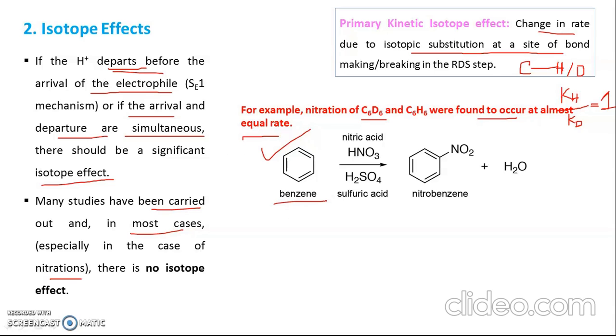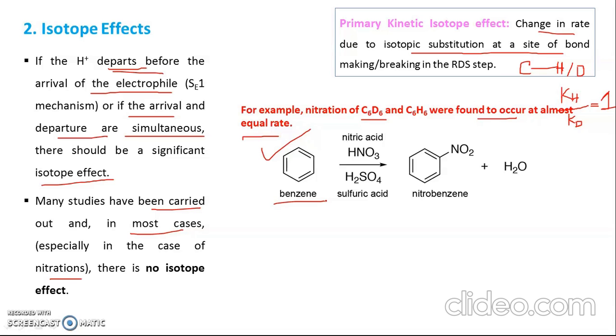So the slow step, that is the rate determining step, is actually the attack of the pi electron cloud on the electrophile. So there will be carbon-electrophile bond formation, not carbon-hydrogen bond cleavage. Okay, so that is all about the isotope effect.